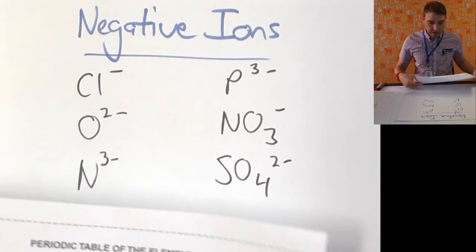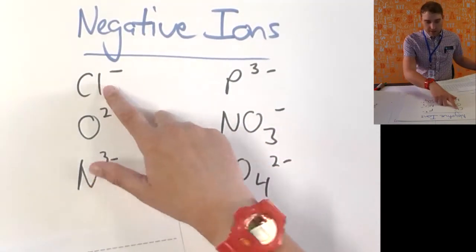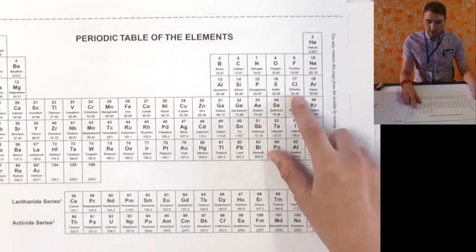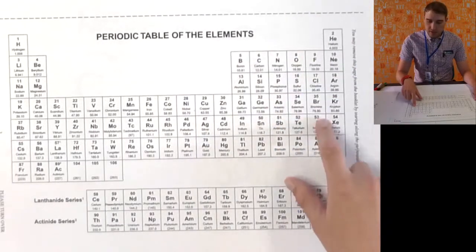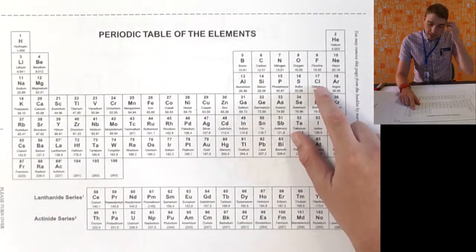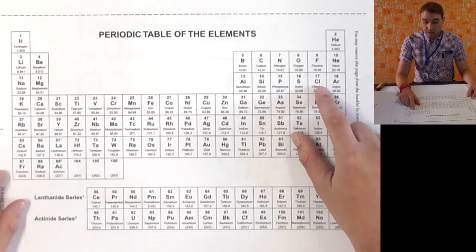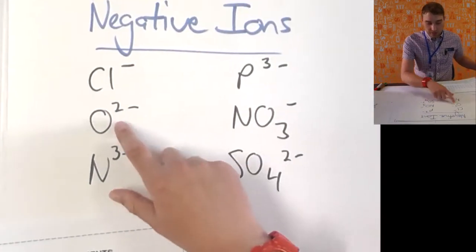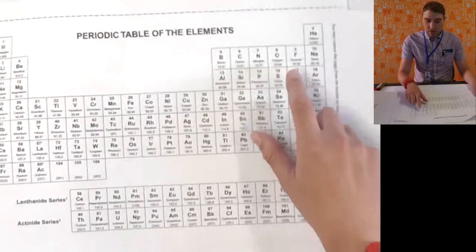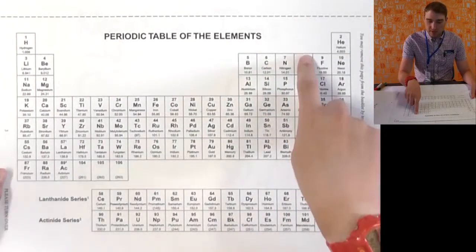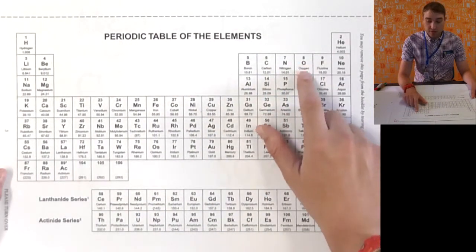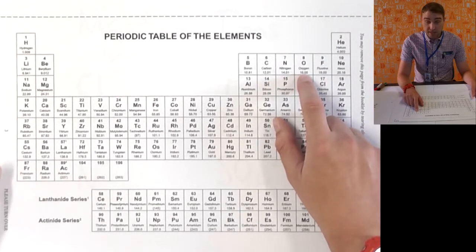Go back to our periodic table again. If we look at chloride, we can find chlorine. Chlorine's in group 7 over here. That means it needs to gain 1 electron to get a stable octet, and that means it gets a charge of -1. If we look at oxide ion, we find oxygen on the periodic table. It's in group 6. That means it needs to gain 2 electrons to complete its octet. So that gives it a charge of -2.